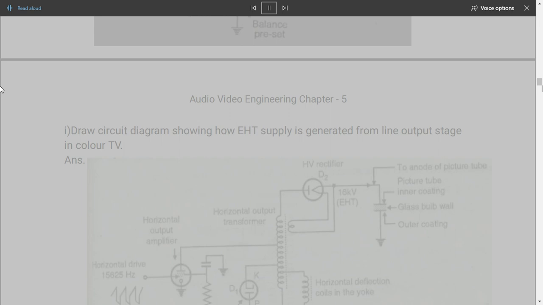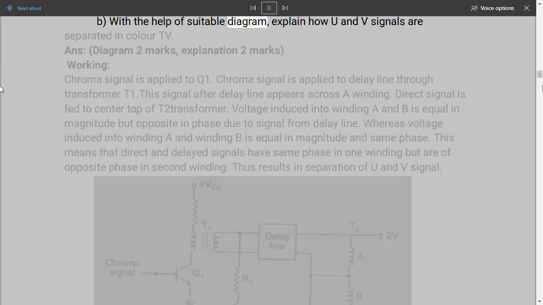B. With the help of a suitable diagram, explain how U and V signals are separated in color TV. Answer: diagram 2 marks, explanation 2 marks. Working: the chroma signal is applied to Q1.